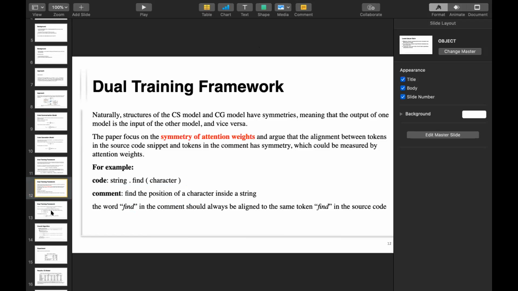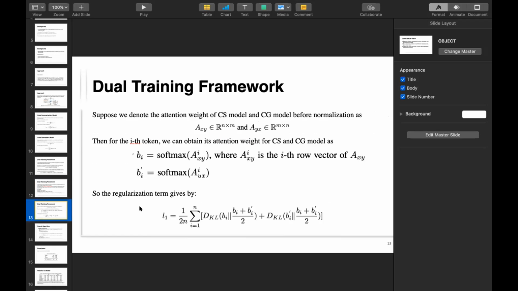Okay, please go on. To achieve this, the paper denotes the attention of the CS model and the CG model before normalization as AXY and AYX. Then we use BI and BI prime to denote the individual attention weights for each token, where I means the i-th token.